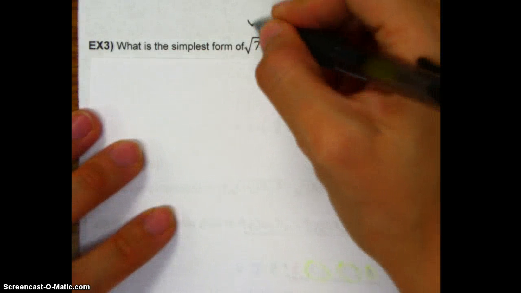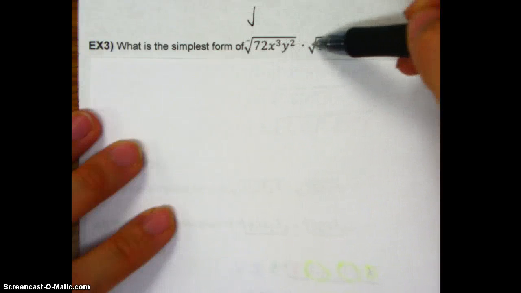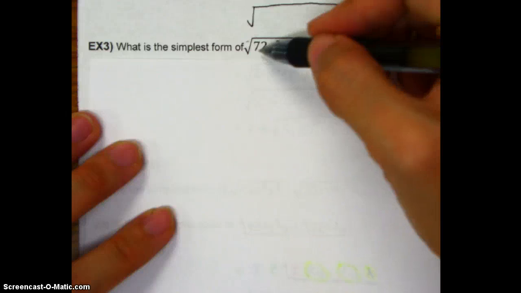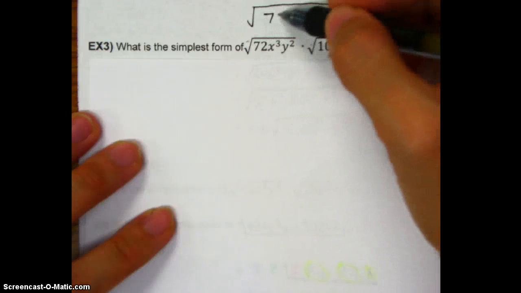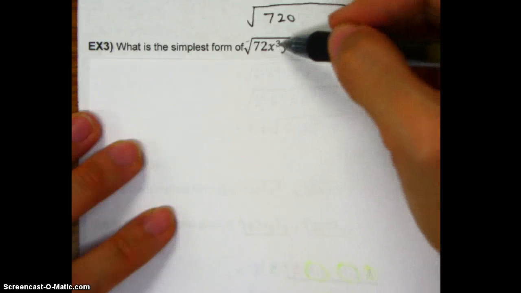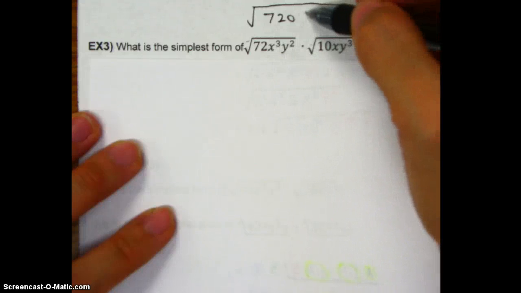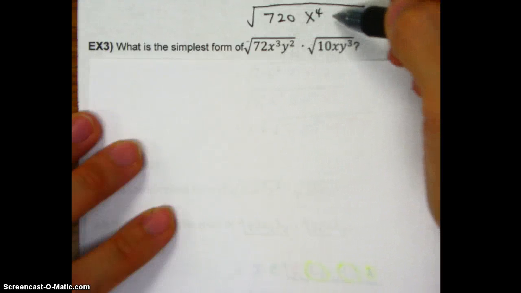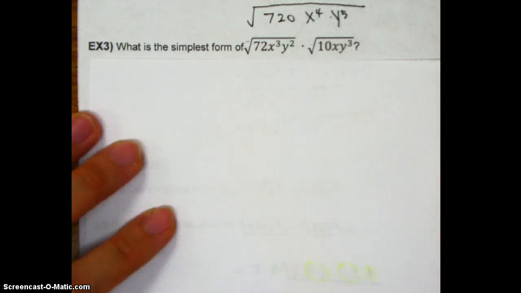If we do that, because they have the same index of 2, we can just multiply the inside numbers. 72 times 10 will be 720, and then x to the third power times x to the first power will be x to the fourth power. y squared times y cubed will be y to the fifth power. And then from here we can simplify that too.